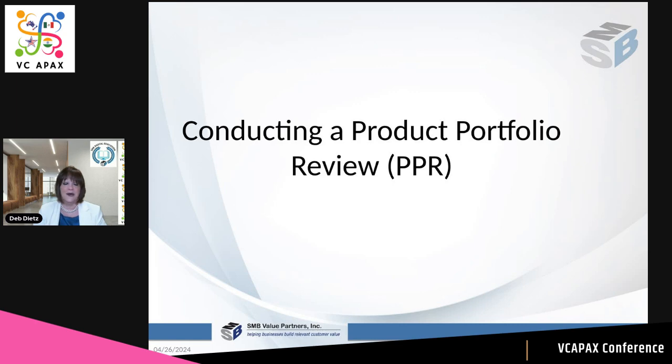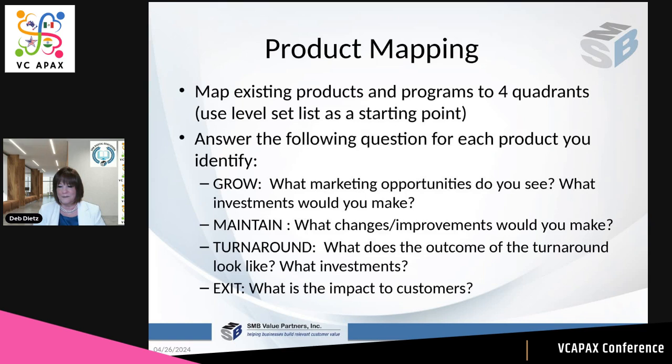So let's go through the process of conducting a product portfolio review. So you are going to map your existing products and programs to 4 quadrants, and you're going to use a level set list as a starting point. So for each one of your products, or if you have many, many products, you could do this at the product category level. Ask the following question for each product and identify the growth opportunity. What market opportunities do you see to grow this product, and what investments would be necessary for you to do that?